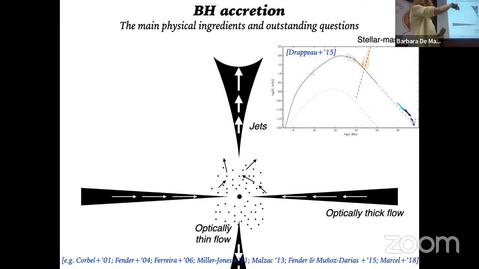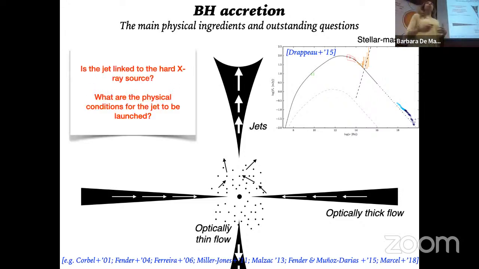So jets are emitted. These are very important components in these systems. There is a debate whether or not they give a significant contribution in the X-ray band, but for sure, most of their contribution goes into the infrared. And these jets are observed during some accretion states in this source.